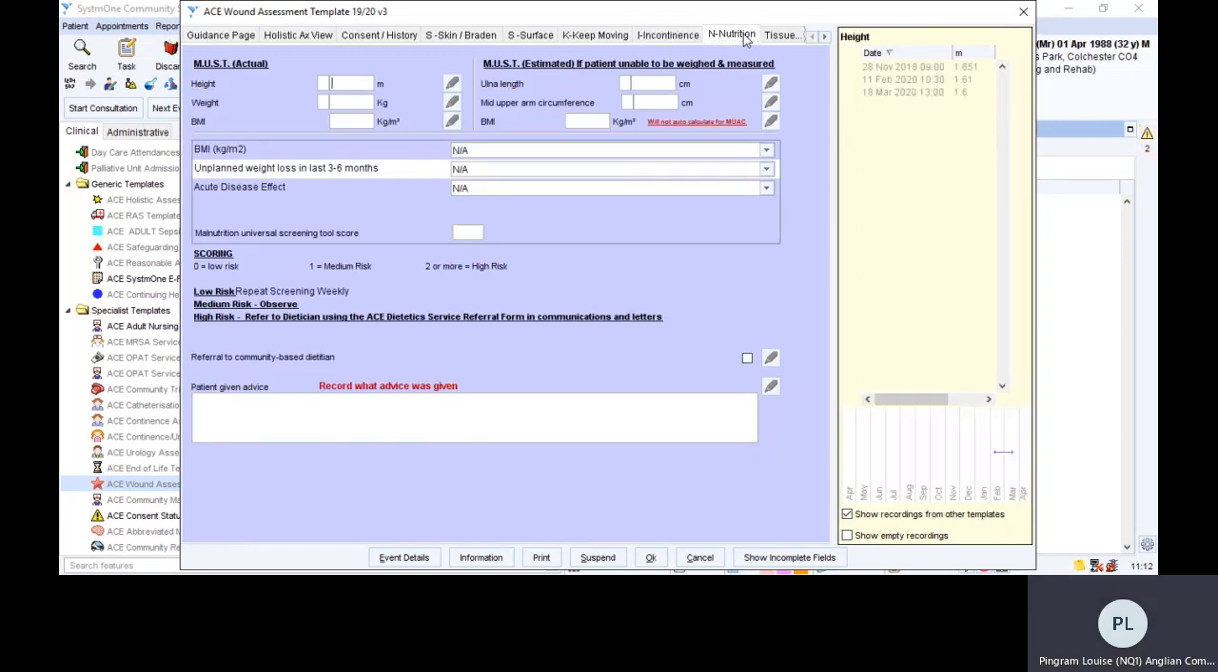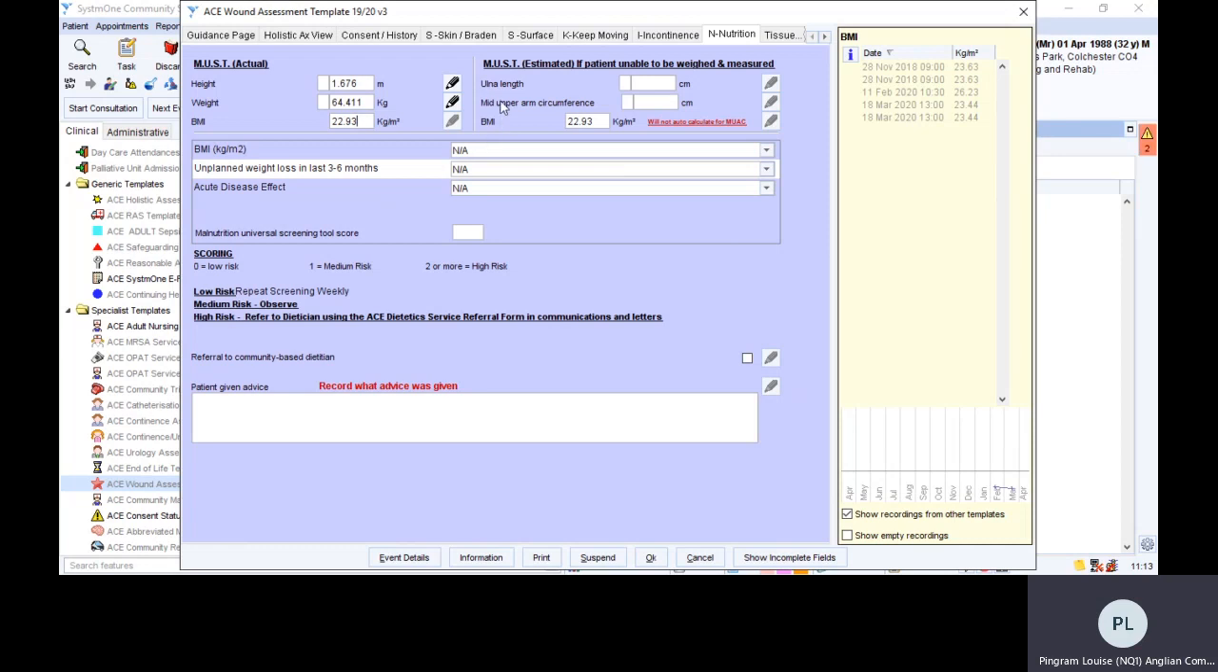Next tab is looking at nutrition. So you've got your MUST assessment in there. So you would put in the patient's height and weight. You can put this in meters and kilograms, or in feet and inches and stone, and it will convert this for you. If you just put 5'6", it will convert it into meters, and 10 stone 2, it will again convert that into kilograms and then calculate your MUST.